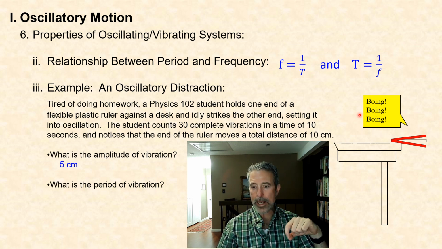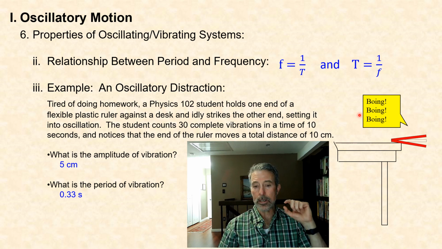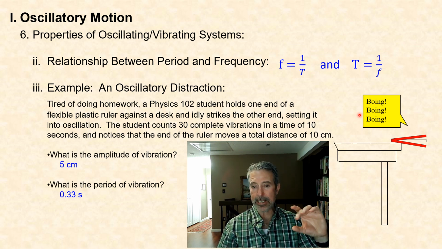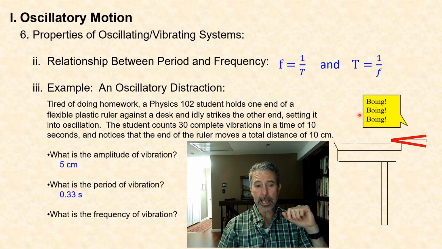To begin at one point, move to the opposite end, and come back to the same point. So in this case here, we are told that the ruler makes 30 complete vibrations in a time of 10 seconds. Therefore, the period of vibrations is going to be 10 seconds divided by 30 complete vibrations, or 0.33 seconds per vibration.